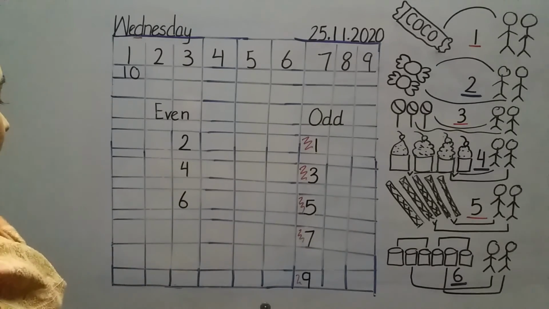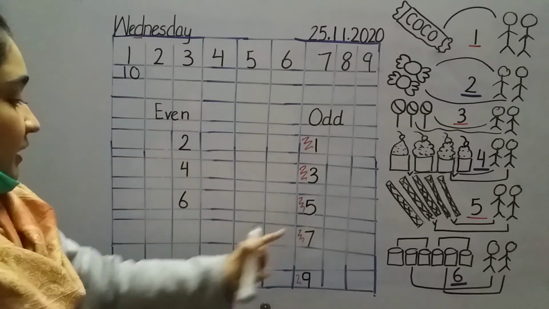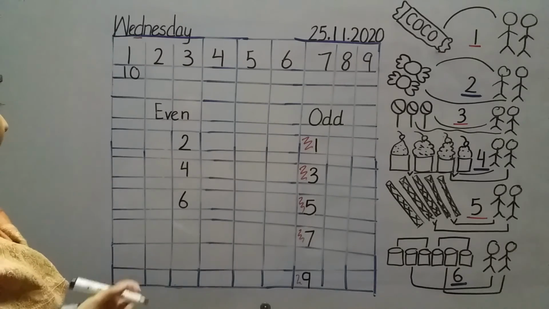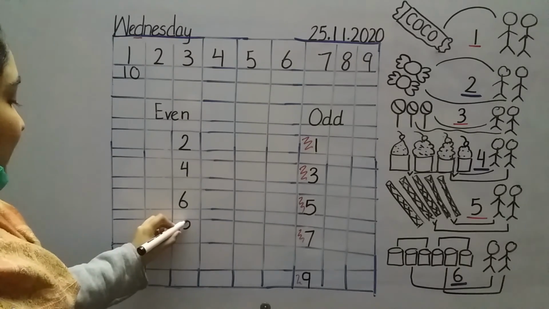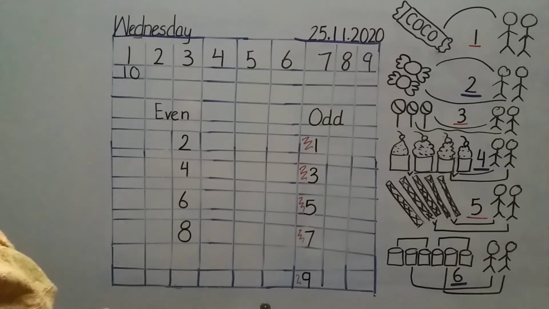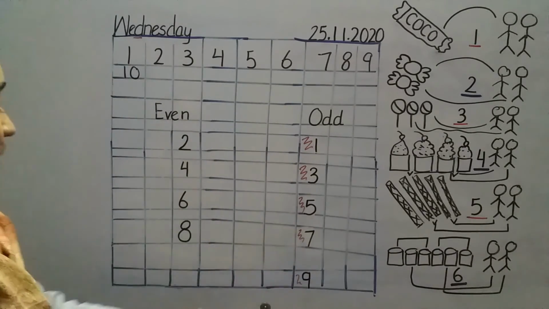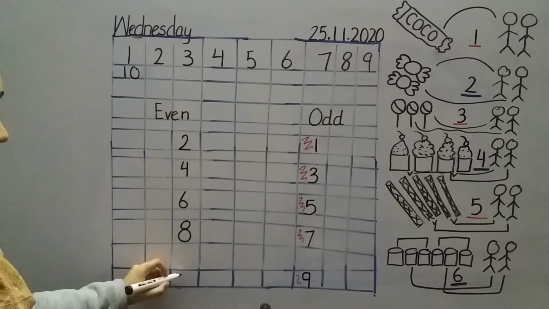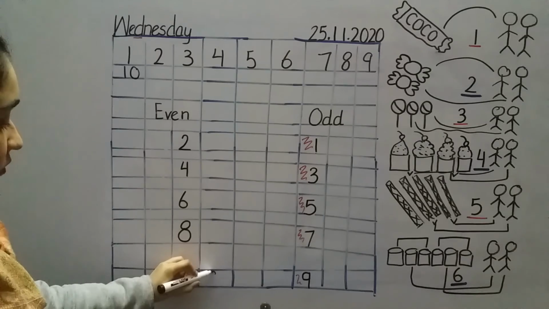What comes after 6? 7. Skip. What comes after 7? 8. Now you have to write 8 like this, okay? Don't draw 2 circles and join them. No, that is not correct. Alright, what comes after 8? 9. Skip. What comes after 9? 10. Now you will write 1 and 0 in separate blocks like this.